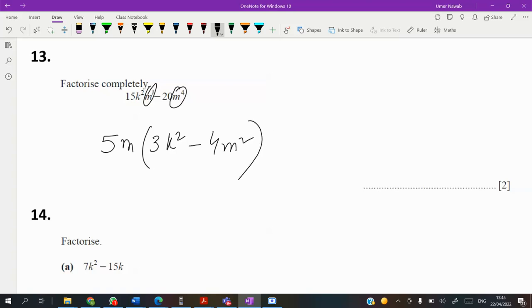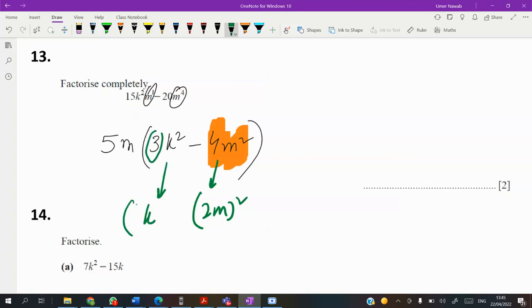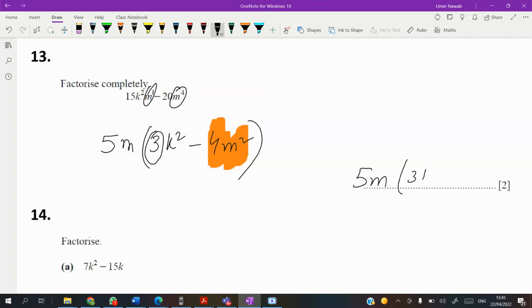There is no chance of difference of two squares. Why? Because this is 4. Okay, I can write it as 2m whole squared. This, unfortunately, it is not 9. If it was 9, then I could write here 3k whole squared. So the difference of two squares cannot be applied in this question. And also it has 2 marks, so no need to go for further adventure that maybe we have a difference of 2 squares. No, this 3 will not make the situation favorable for difference of 2 squares. So just copy your answer: 5m and in the brackets 3k squared minus 4m squared. That's the final answer.